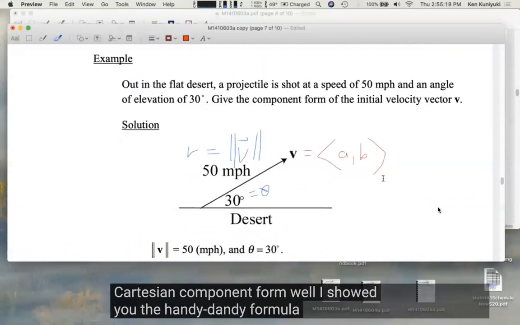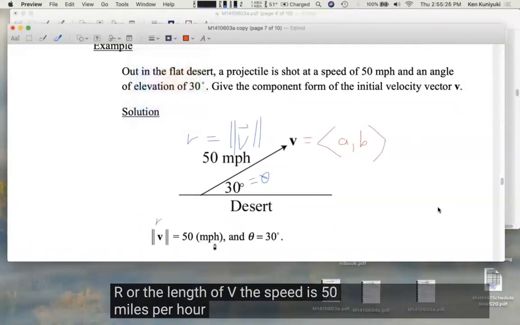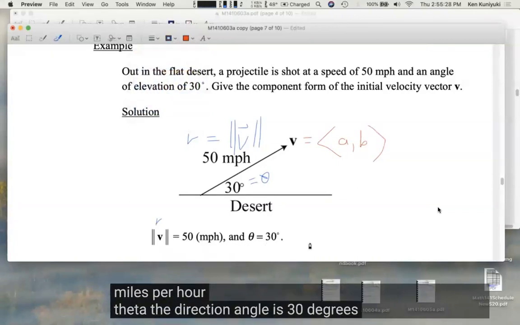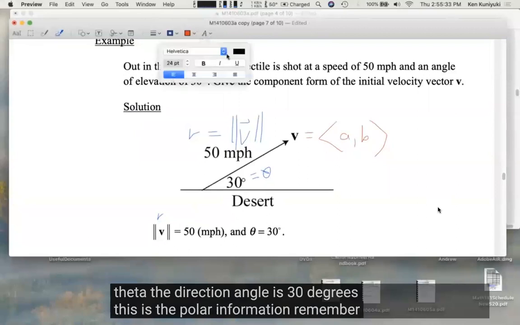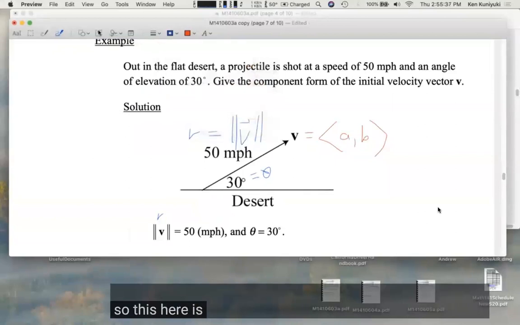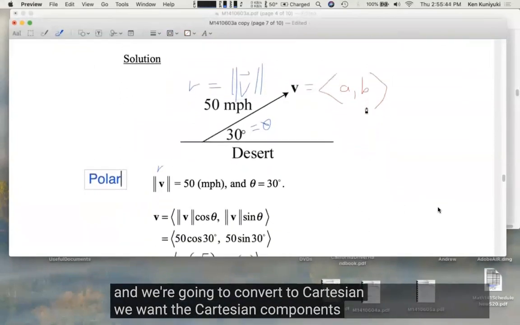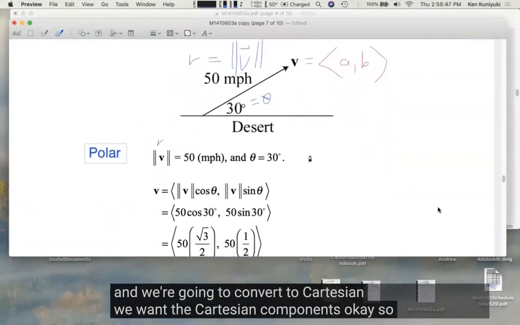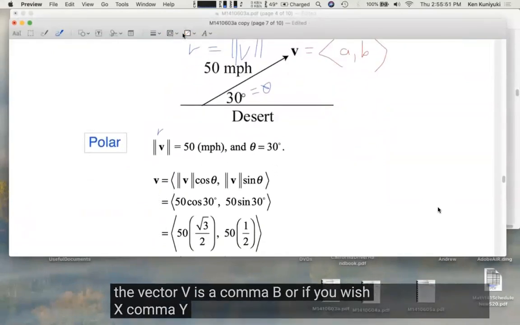Well, I showed you the handy dandy formula, right? Again, R, or the length of V, the speed, is 50 miles per hour, theta, the direction angle, is 30 degrees. This is the polar information, remember. So this here is the polar information, and we're going to convert to Cartesian. We want the Cartesian components. Okay, so the vector V is a comma b, or if you wish, x comma y.